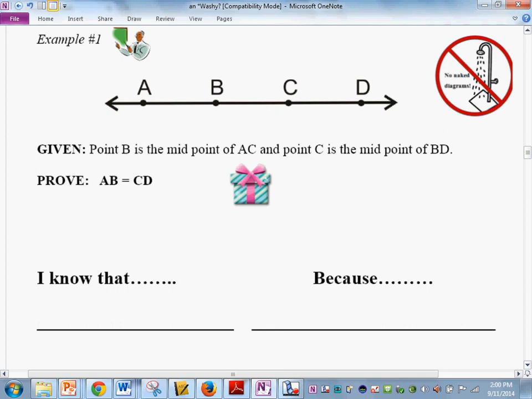We're going to do 2 proofs together. We'll do one, take a short break, and do another one, and then you guys will be on your own.